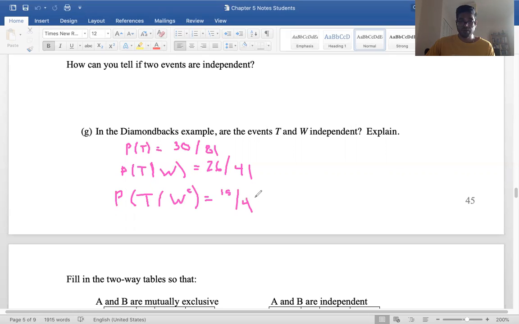When I look at these, I can tell right now that they are not equal, and therefore they are not independent. These are dependent events, just based on that, because based on my condition the probabilities change, and therefore they are dependent on each other.